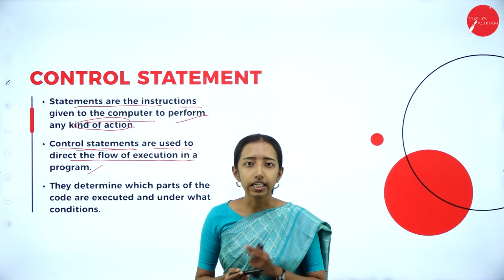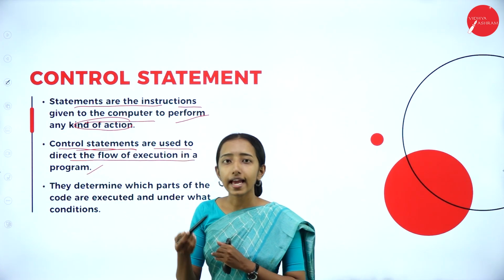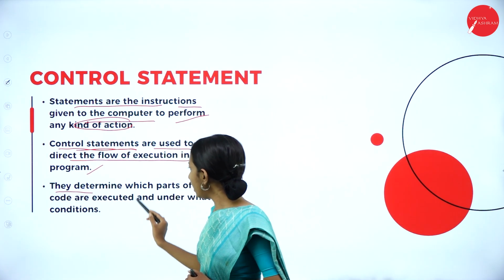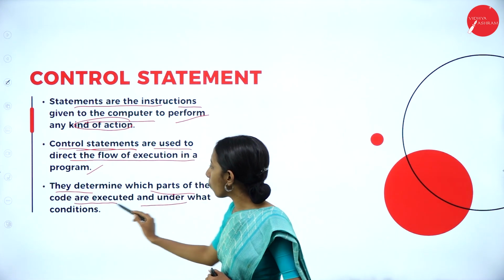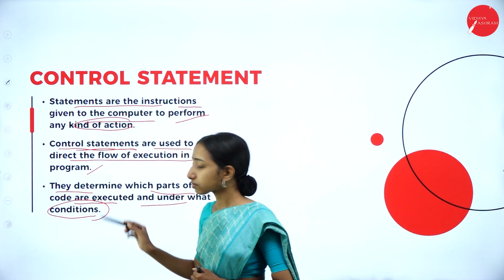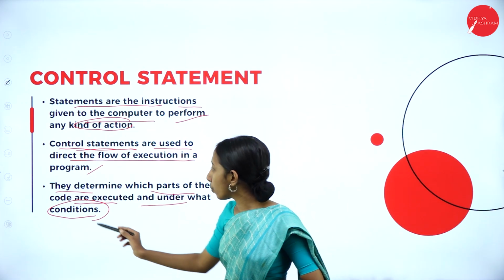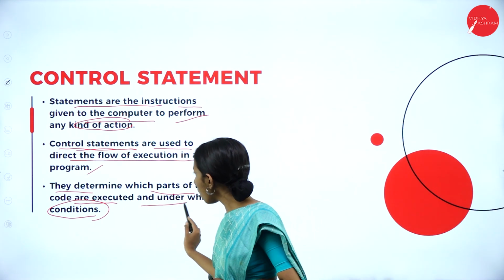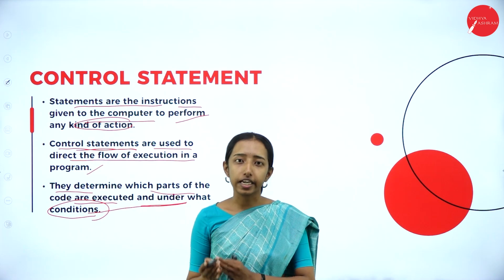As the name says, it is controlling. It directs the flow of the execution of the program. They determine which parts of the code are executed and under what condition. So the control statement will evaluate at what part the code is executed and also at what condition. So this is about the control statement.